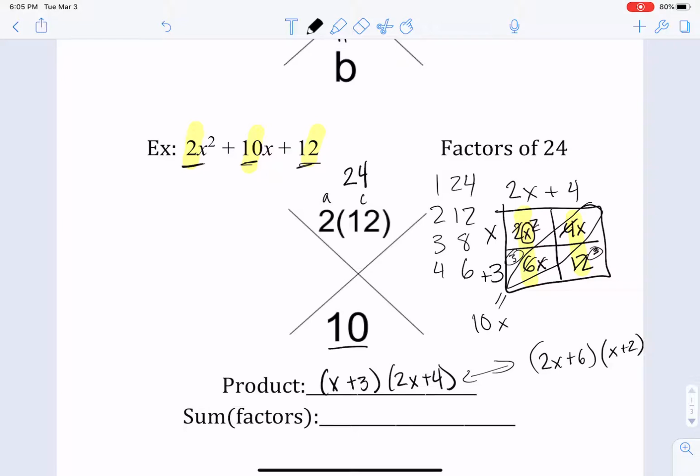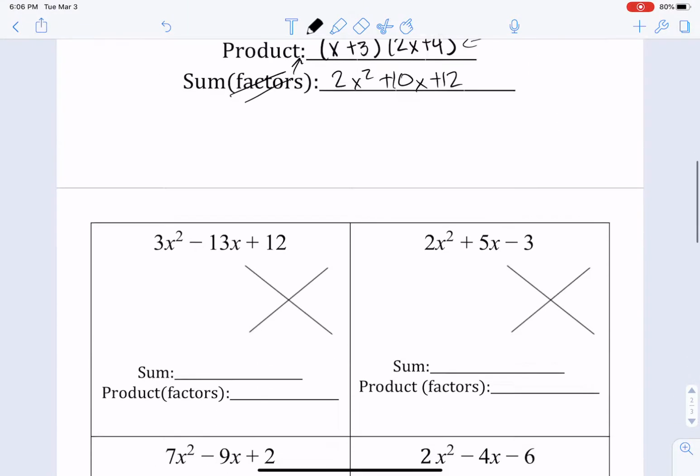And then again, when we write out our sum, that's just the original we started with. Oops, I did this backward. Oh, this should just be sum, not factors. Product has factors, not the sum. Okay, so this is 2x squared plus 10x plus 12. All right, let's go and see, and again, what would go over here would be our factors that we pulled, which we said 6 and 4.